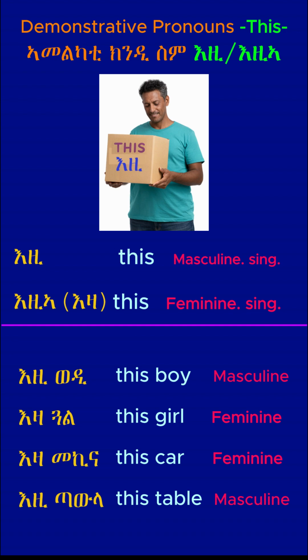The demonstrative pronoun, this. አመልካቲ ክንድ ስም እዚ እዚኣ First, let us look at the singular demonstrative pronoun, this. In Tigrinya, this can refer to a person or thing and can be either masculine or feminine. We will skip the polite form in this lesson. እዚ This masculine, እዚኣ ወይ እዛ this feminine, እዚ ወዲ this boy masculine, እዛ ጓል this girl feminine, እዛ ማኪና this car feminine, እዚ ጣውላ this table masculine.